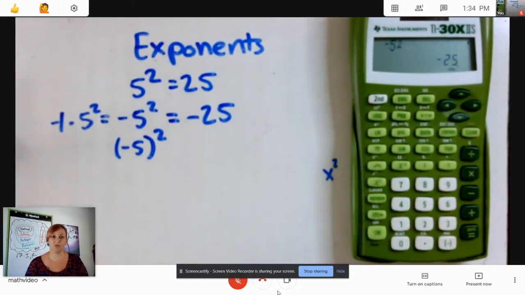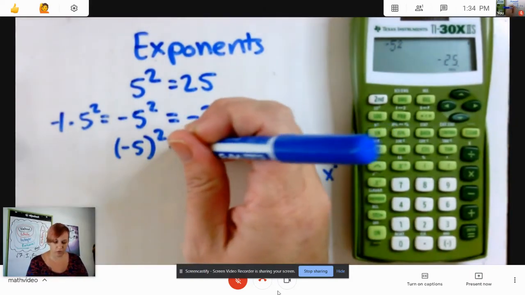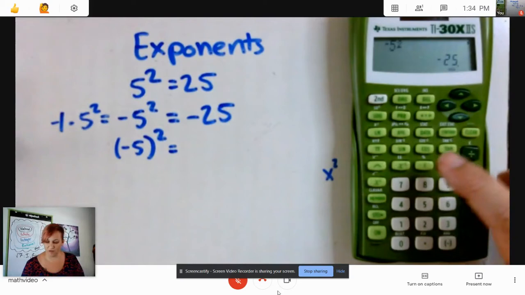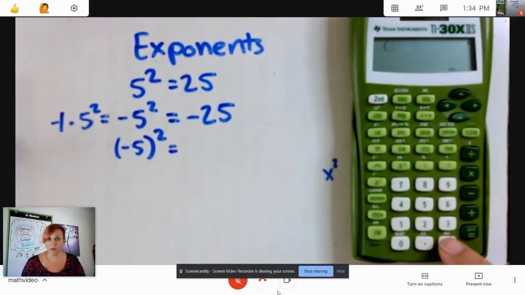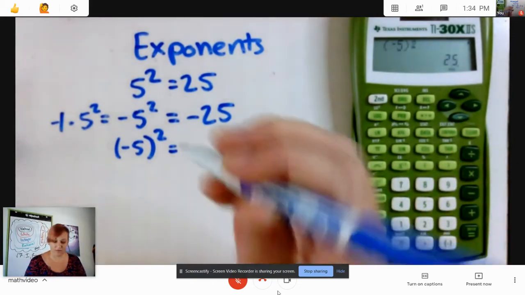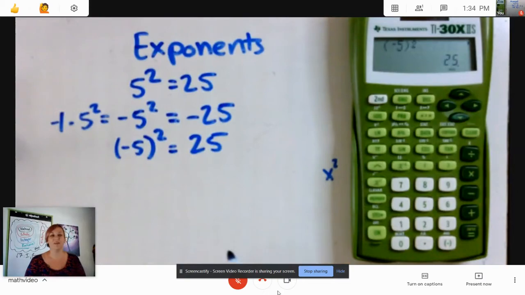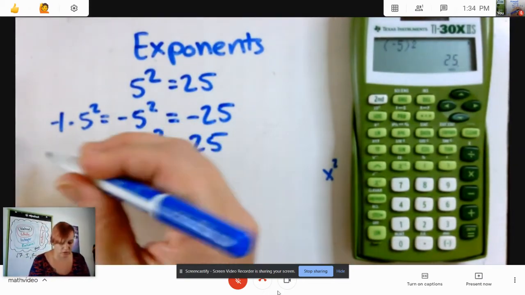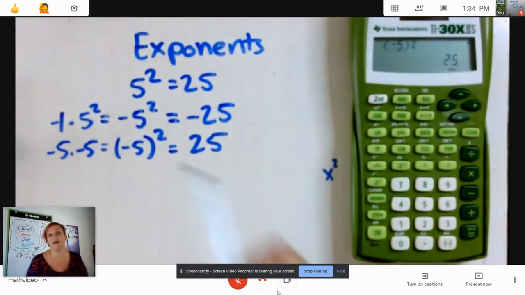Let's check and see if we type it like that into our calculator, hopefully it will tell us positive 25. So I'm going to do parentheses, negative 5, close my parentheses, and then square on the outside. And this time I get a positive 25 because this time it does actually want us to do negative 5 times negative 5.